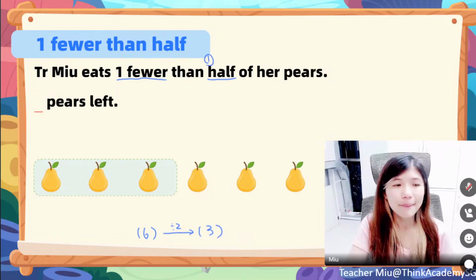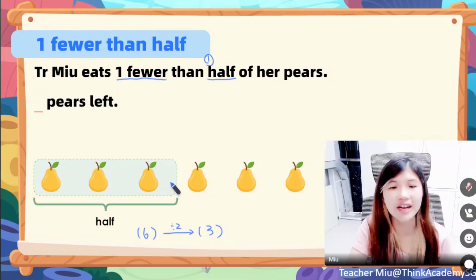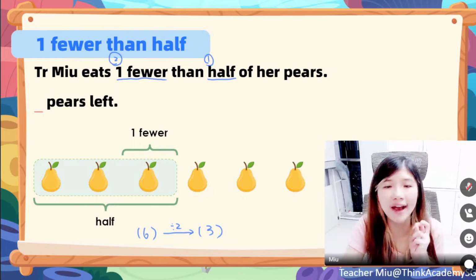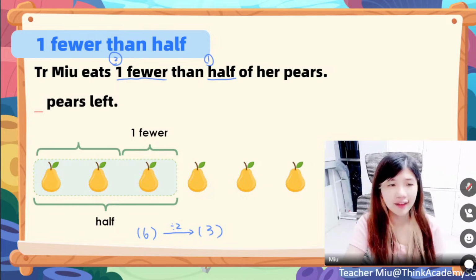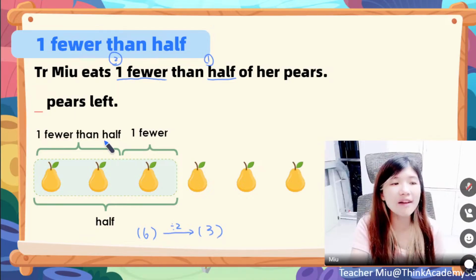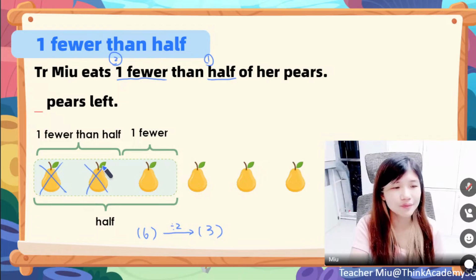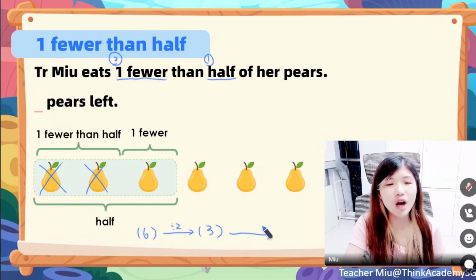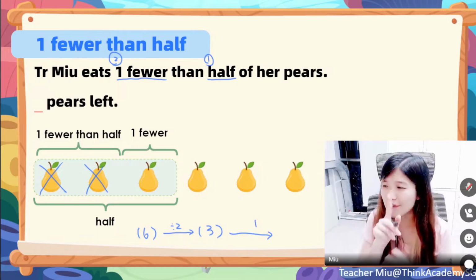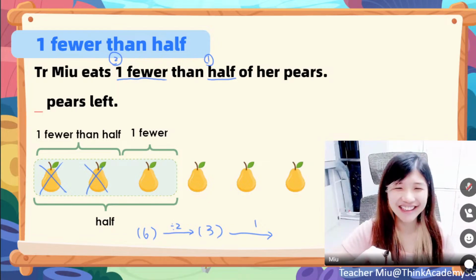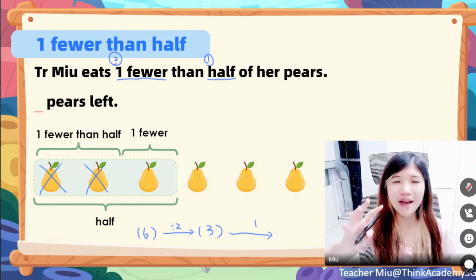Okay. But did I finish all these 3 as a half? No. Since I eat 1 fewer, that means I still got 1 pair as 1 fewer pair than half. I didn't eat. This 2 shows 1 fewer than half. So basically, I only eat this 2. That means I still got 1 fewer I didn't eat. What should I do to that 1 fewer pair? Should I throw it away?